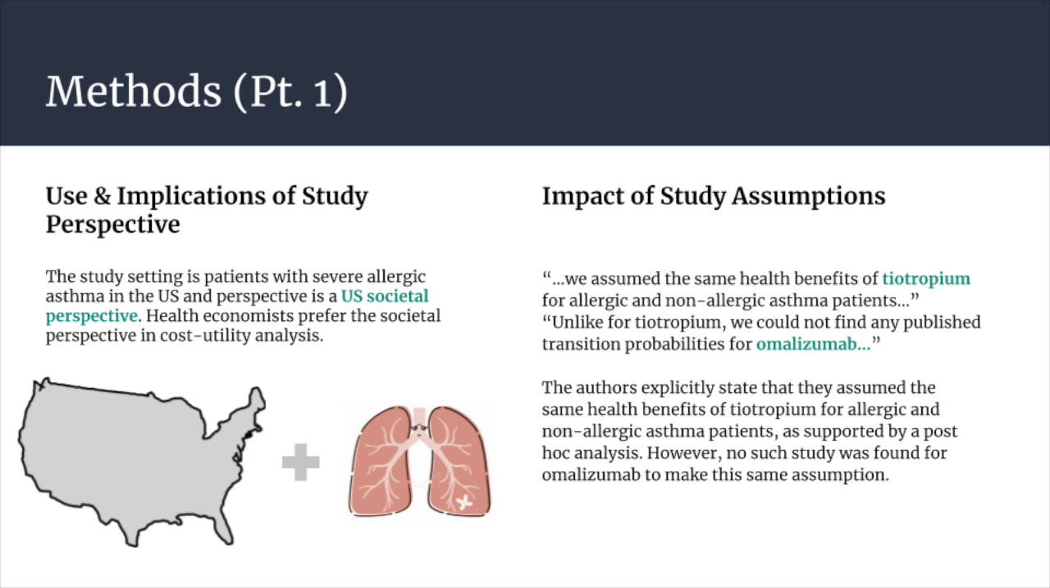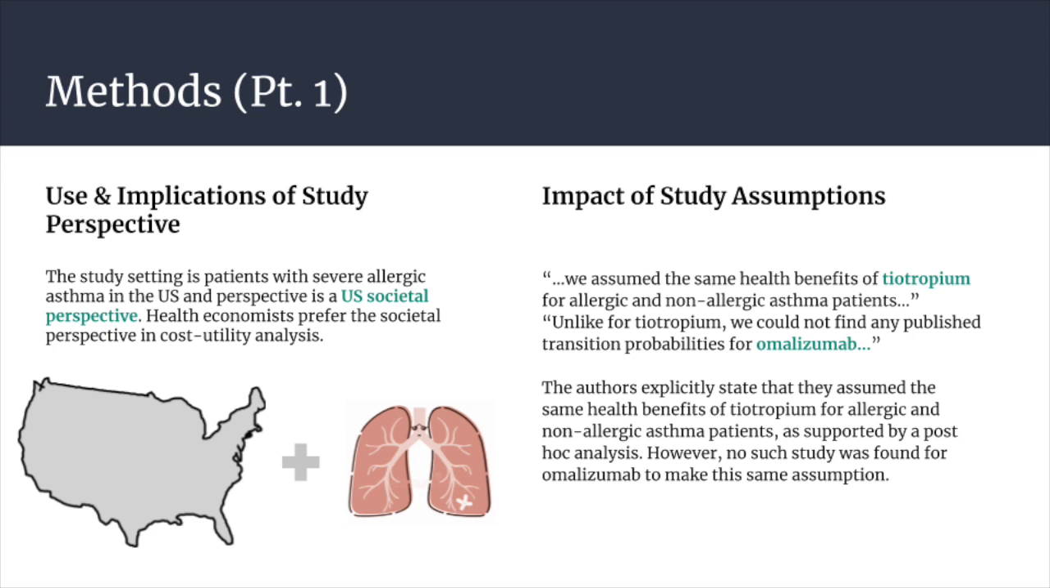Next, I'm going to go into a discussion and critique of this article's methods, including the use and implications of the study perspective, the relevance of all the costs of the study, the relevance of all the outcomes, the adjusting and discounting methods, as well as the impact of study assumptions. As for the use and implications of the study's perspective, the study setting is explicitly stated to be that of a U.S. societal perspective, which is what health economists do prefer to see in a cost-utility analysis, because this perspective is so broad and it includes all the costs and outcomes.